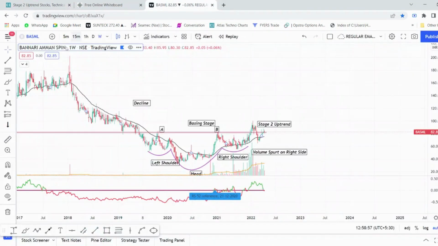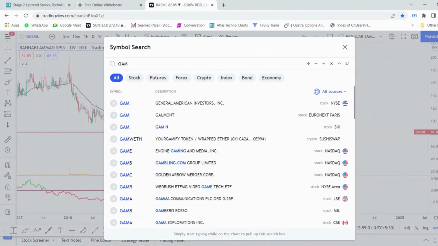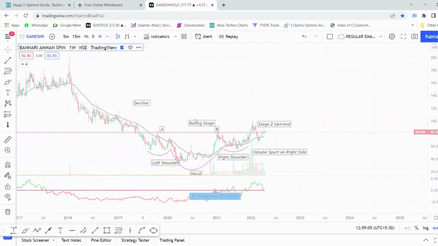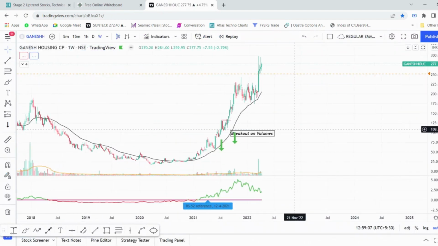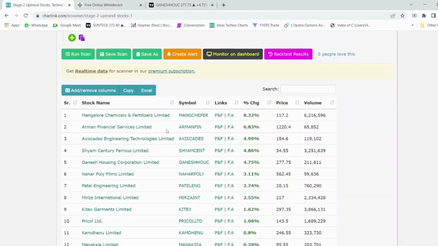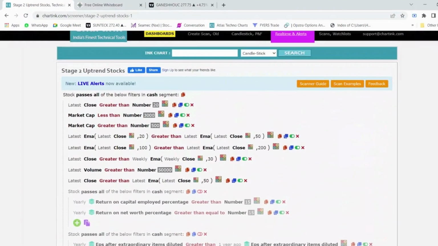For example, Ganesh Housing. As we can see here, Ganesh Housing is strong in terms of technical analysis as well as fundamental analysis, as it is getting filtered due to this criteria. So this is how you can use the stage 2 uptrend stock screener that I've made in charting.